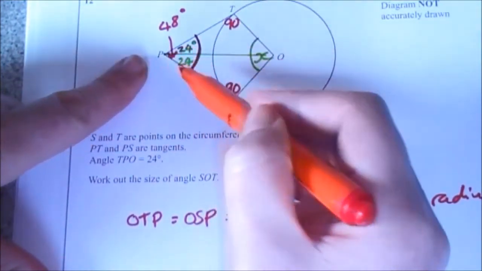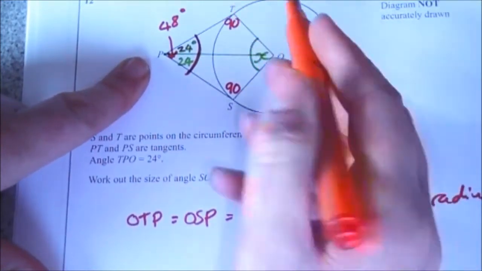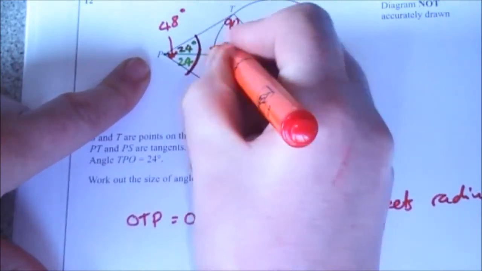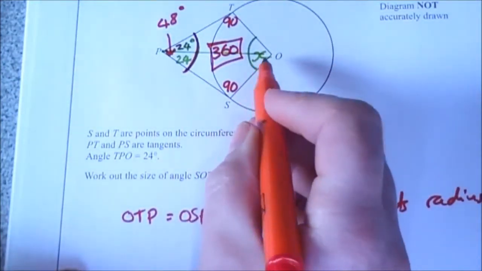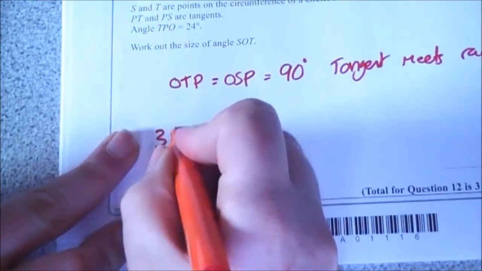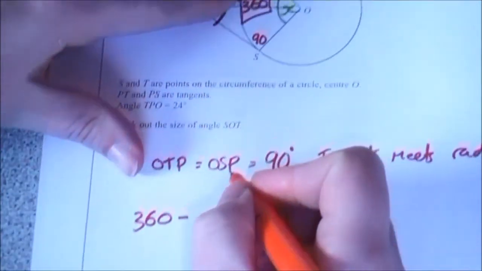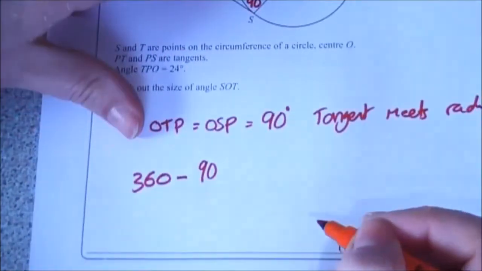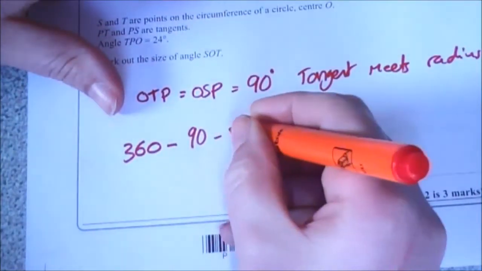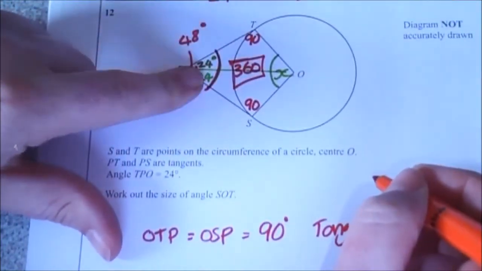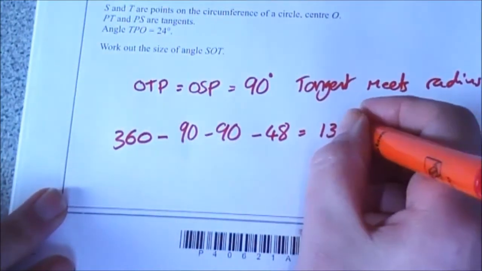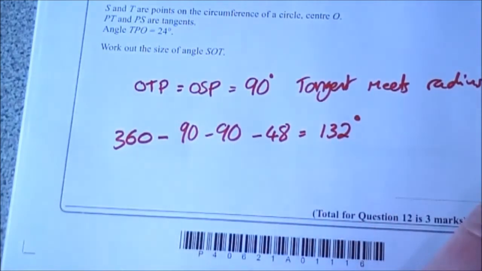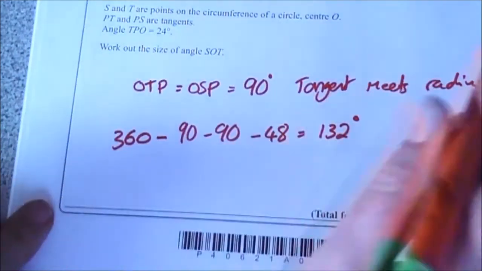So if I know that TPS is 48 degrees, and I know that's 90, and I know that's 90, and this here is a four-sided shape in which all the angles add up to 360 degrees, I can find my missing angle by doing 360 degrees, take away that 90, take away that 90, take away that 48. That's going to leave me with 132 degrees.